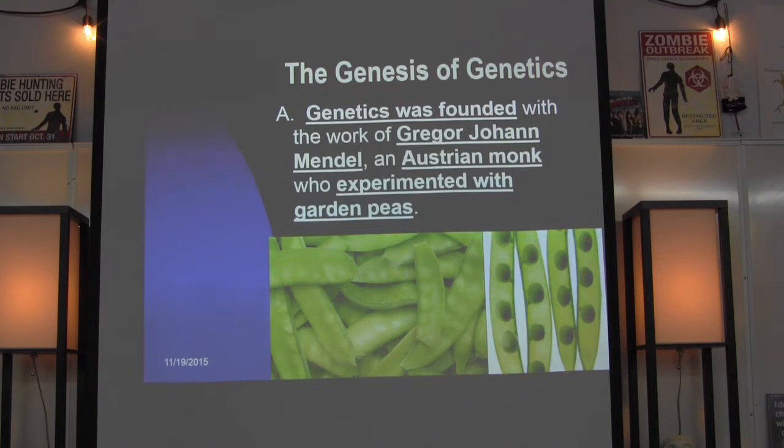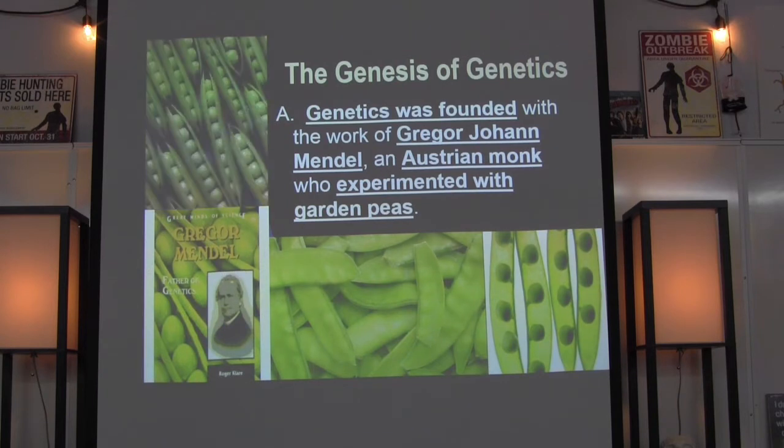As I mentioned, the lecture is really easy. Basically, it's just vocabulary, and the vocabulary is very easy as well, meaning you don't have big words like endoplasmic reticulum. You have very simple, easy words that are already part of your vocabulary. Genetics was founded with the work of Gregor Johann Mendel, an Austrian monk, who experimented with garden pea plants. All of that you need to know, and that was one of the first questions in the book activity.